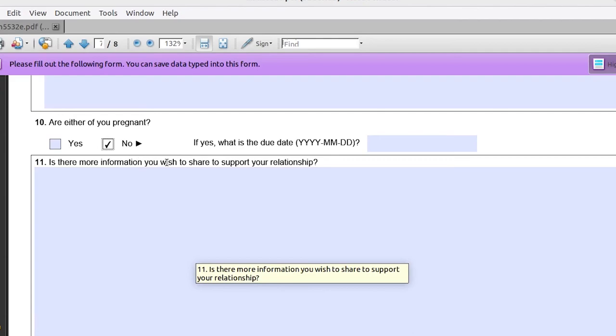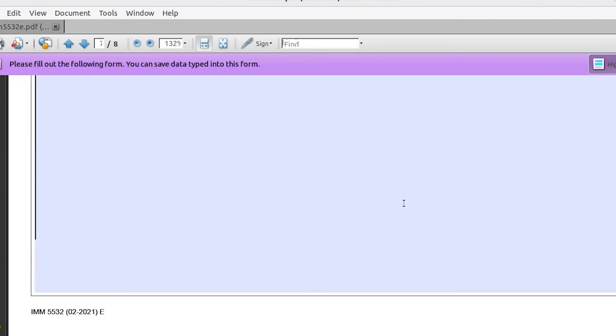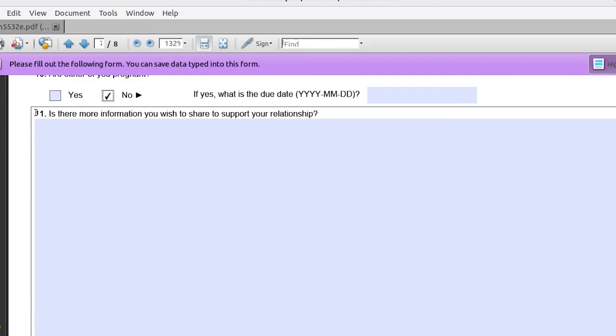Is there more information you wish to share to support your relationship? Alright, this is the 11th question, and you are going to write whatever you think that your relationship is: right, correct, and truthful. And this is the only section which is going to represent your relationship to an immigration officer. So imagine that your file is in front of an immigration officer who is not an Indian, who doesn't know about any Indian marriages, what the ceremonies are or even took place in a marriage.